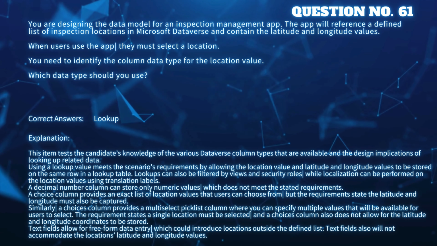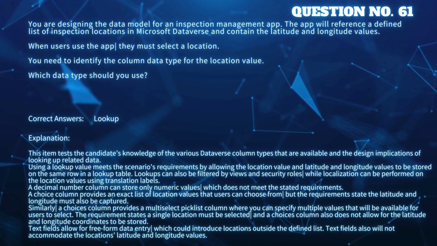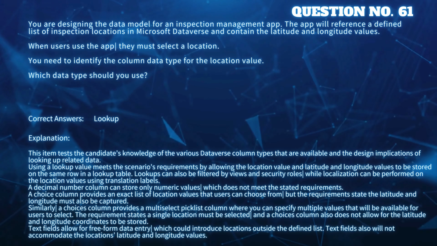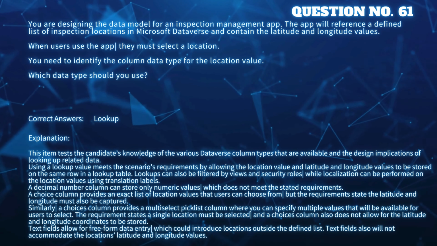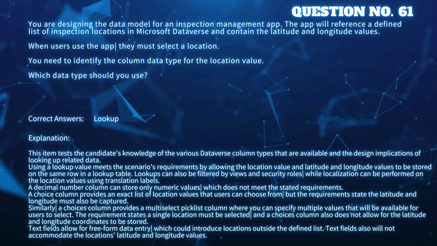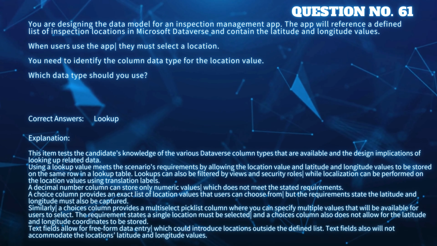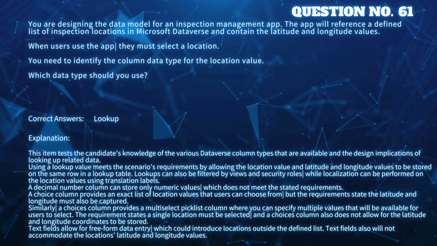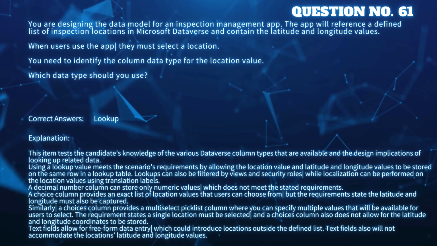Explanation: this item tests the candidate's knowledge of the various Dataverse column types that are available and the design implications of looking up related data. Using a lookup value meets the scenario's requirements by allowing the location value and latitude and longitude values to be stored on the same row in a lookup table. Lookups can also be filtered by views and security roles, while localization can be performed on the location values using translation labels. A decimal number column can store only numeric values, which does not meet the stated requirements.